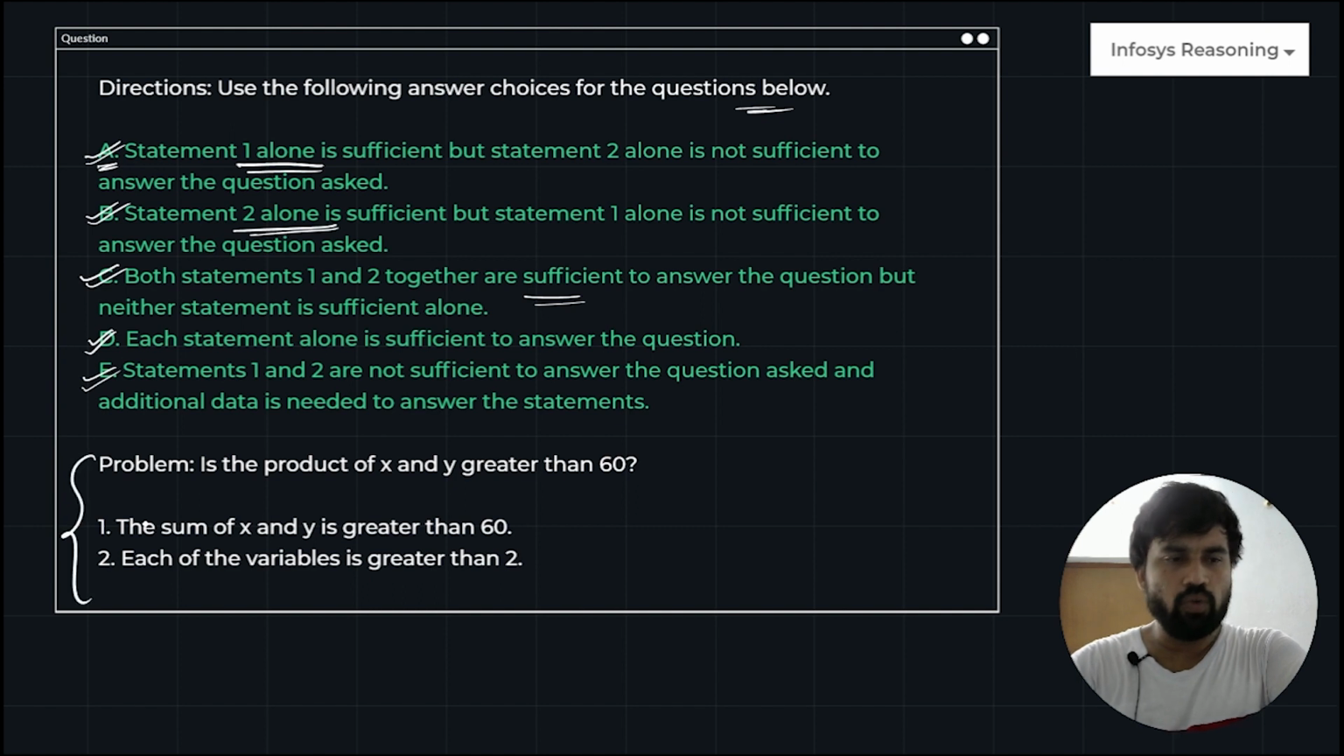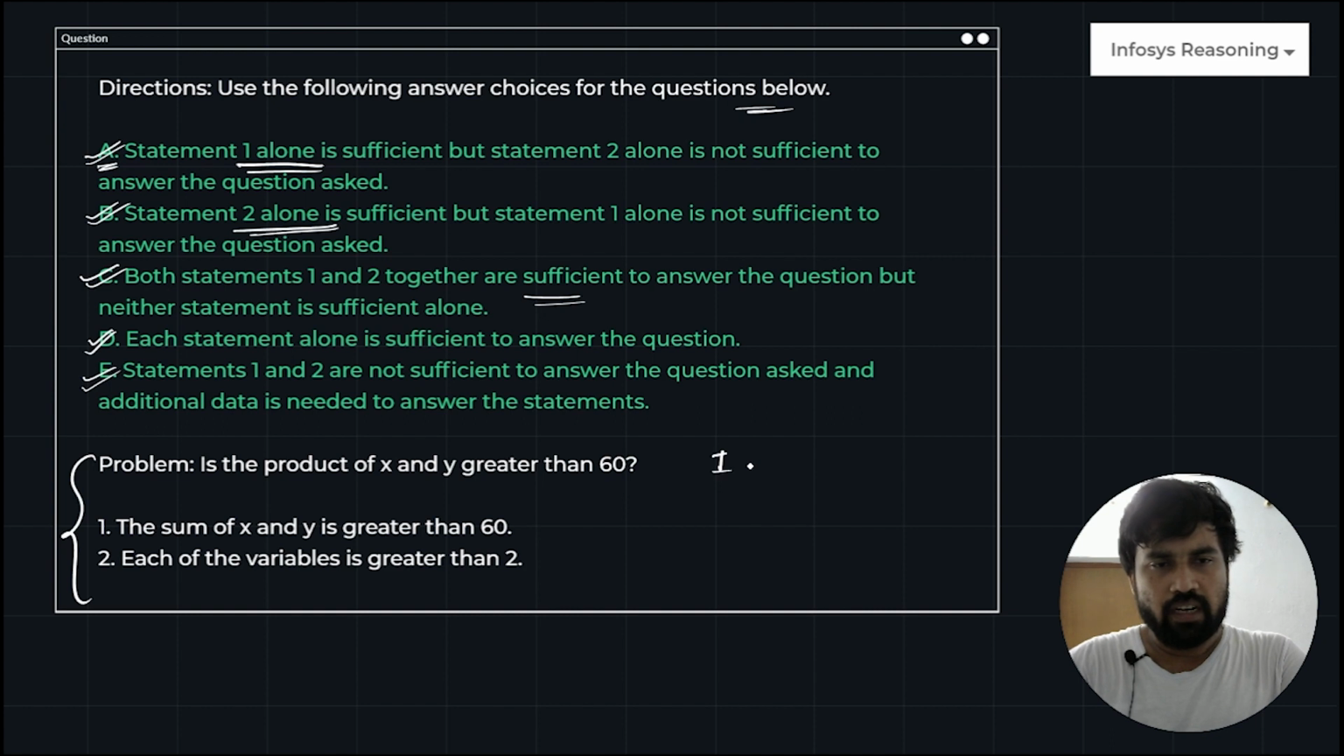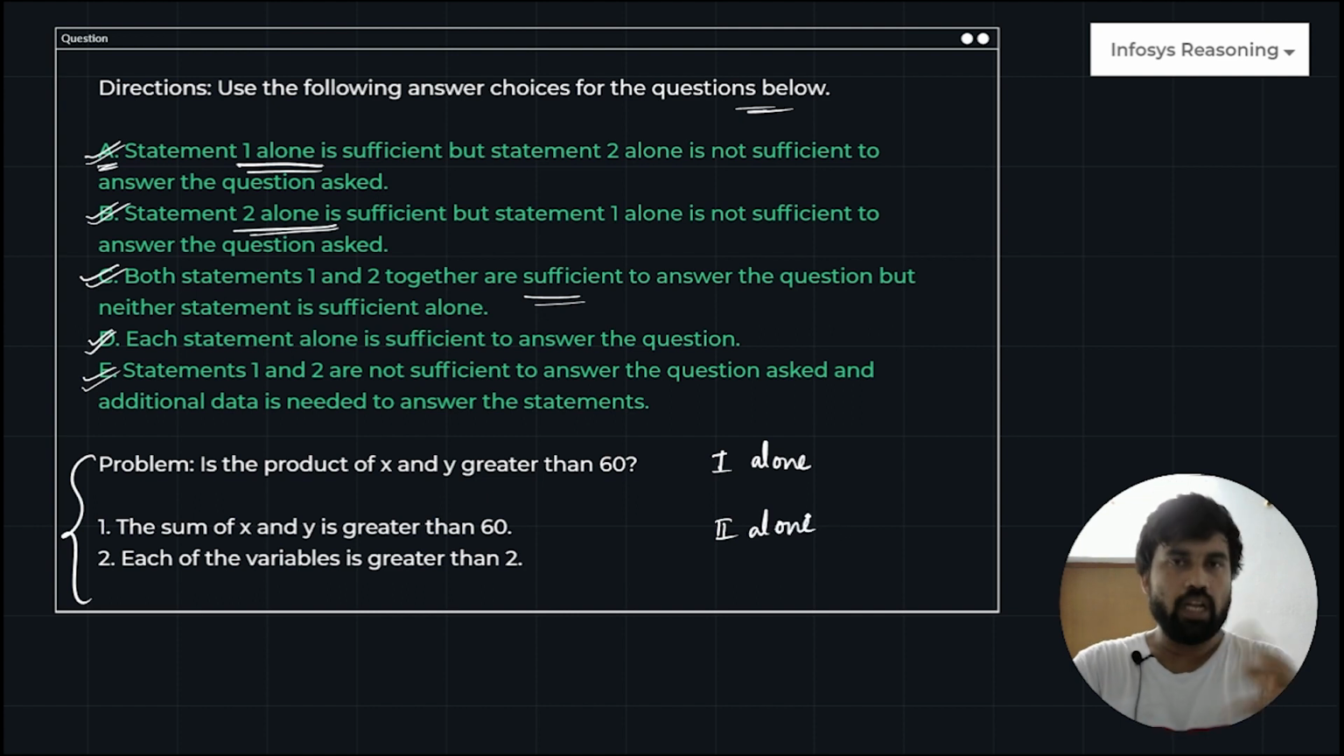In order to do data sufficiency or data insufficiency related problems, I always suggest students follow a particular flow diagram based approach for DS, data sufficiency. So just look at how to do this. The first thing you have to check is the one alone case and then the two alone case. So first the individual alone cases: whether the statement alone is giving you the answer or not.